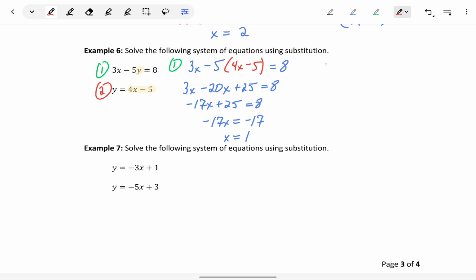Once we have the first piece of our coordinate pair, we can go back to either of the original two equations. So this time we'll go back to equation 2 because it'll be easier to drop this in and solve from there. Equation 2 will become y equals 4 times 1 minus 5. This equation is already solved for y, so all we need to do is evaluate the right-hand side, which will be 4 minus 5, or negative 1. Giving us a solution of 1, negative 1.